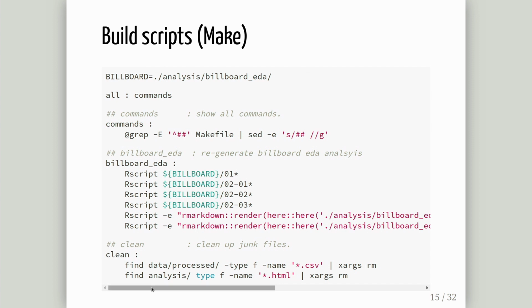And I can also make a clean command, and it just deletes all of the files that I know got generated. So if I want to redo my analysis, I can just say make clean. Everything that I know got generated is deleted, and then I can just rerun the entire pipeline again.